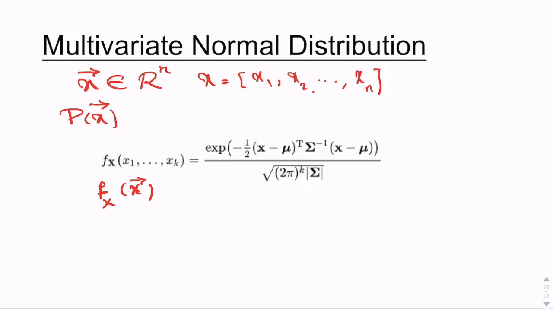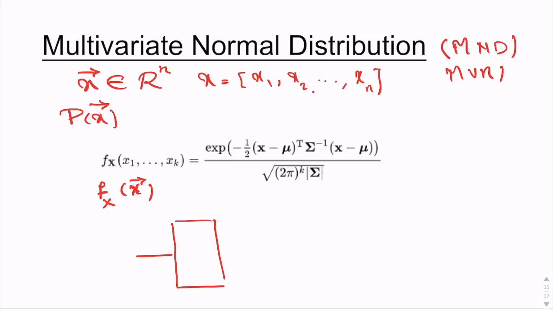First of all, when we talk about the multivariate normal distribution or multivariate probability distribution, not only normals, any other distribution, we also use this abbreviation, MVN, which stands for multivariate normal distribution. These are some abbreviations used for multivariate or multidimensional distributions.